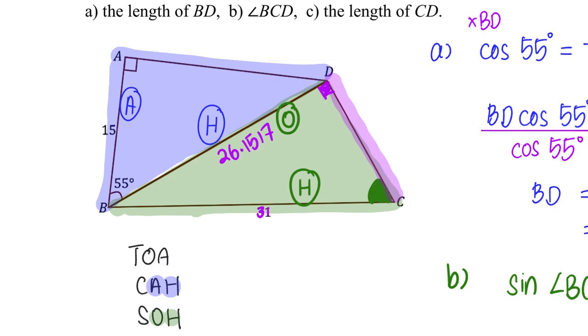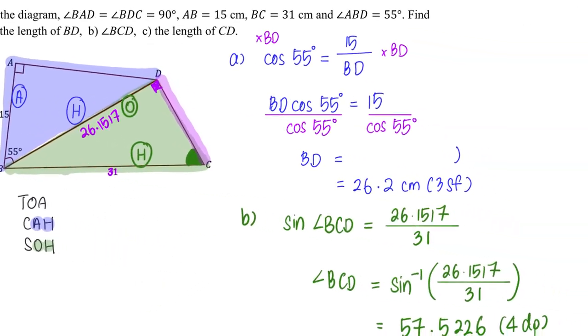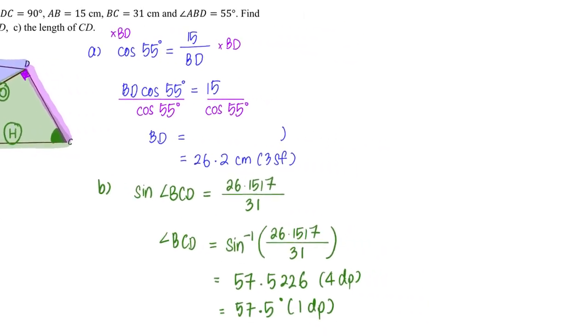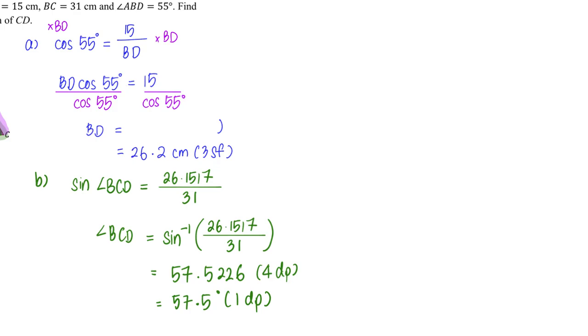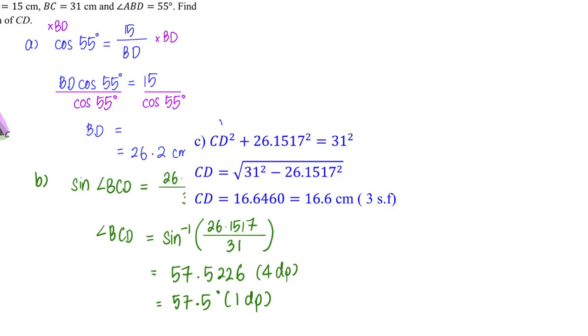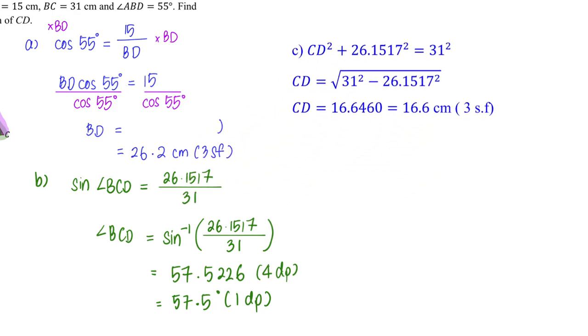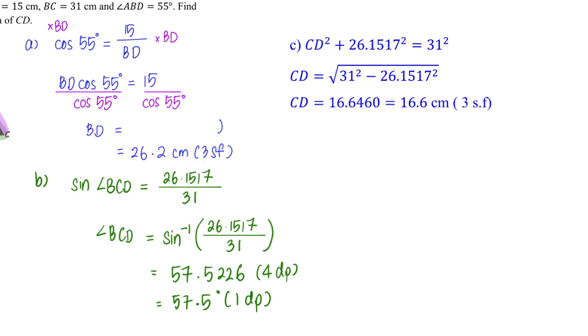All right. And that's what Mr. Tan will apply next. And so, part C. CD squared plus 26.1517 squared is equal to 31 squared. And therefore, CD will be equal to 16.6 cm when I round off to 3 significant figures.